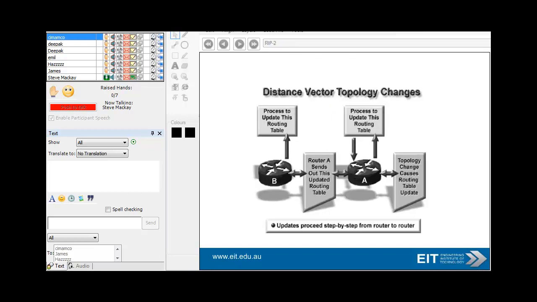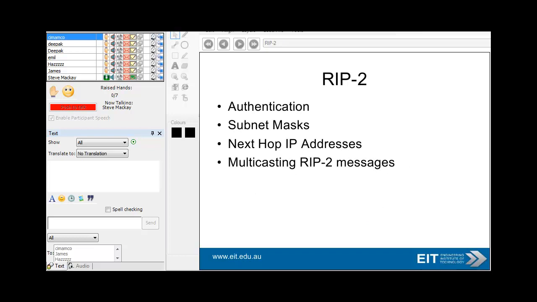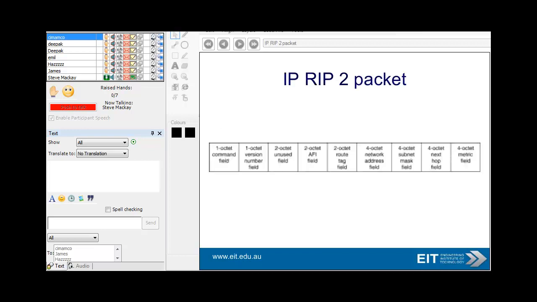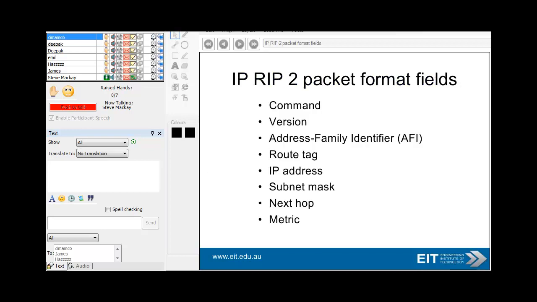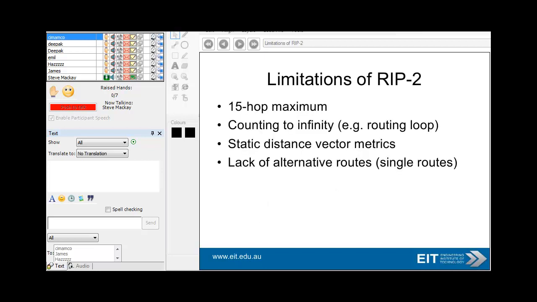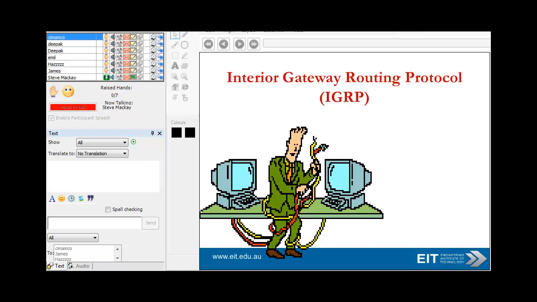RIP algorithm. RIP2 is a slightly more sophisticated version of RIP version 1. Allows you to have authentication, subnet mask, next hop IP addresses, and multicasting. There's a RIP2 packet. Not too worried about that.